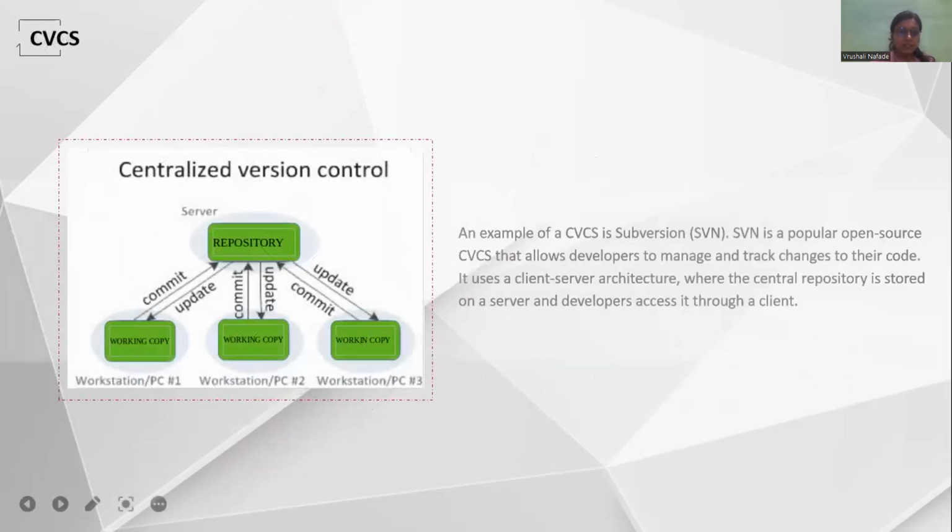So this is the flow diagram of centralized version control. This is the central repository, and these are the clients. They will make changes and push them back to the central repository. The example of CVCS is Subversion or SVN. SVN is a popular open source centralized version control system that allows developers to manage and track the changes to their code. It is basically a client server architecture. That is, a central repository is on a server, and developers access it through a client.